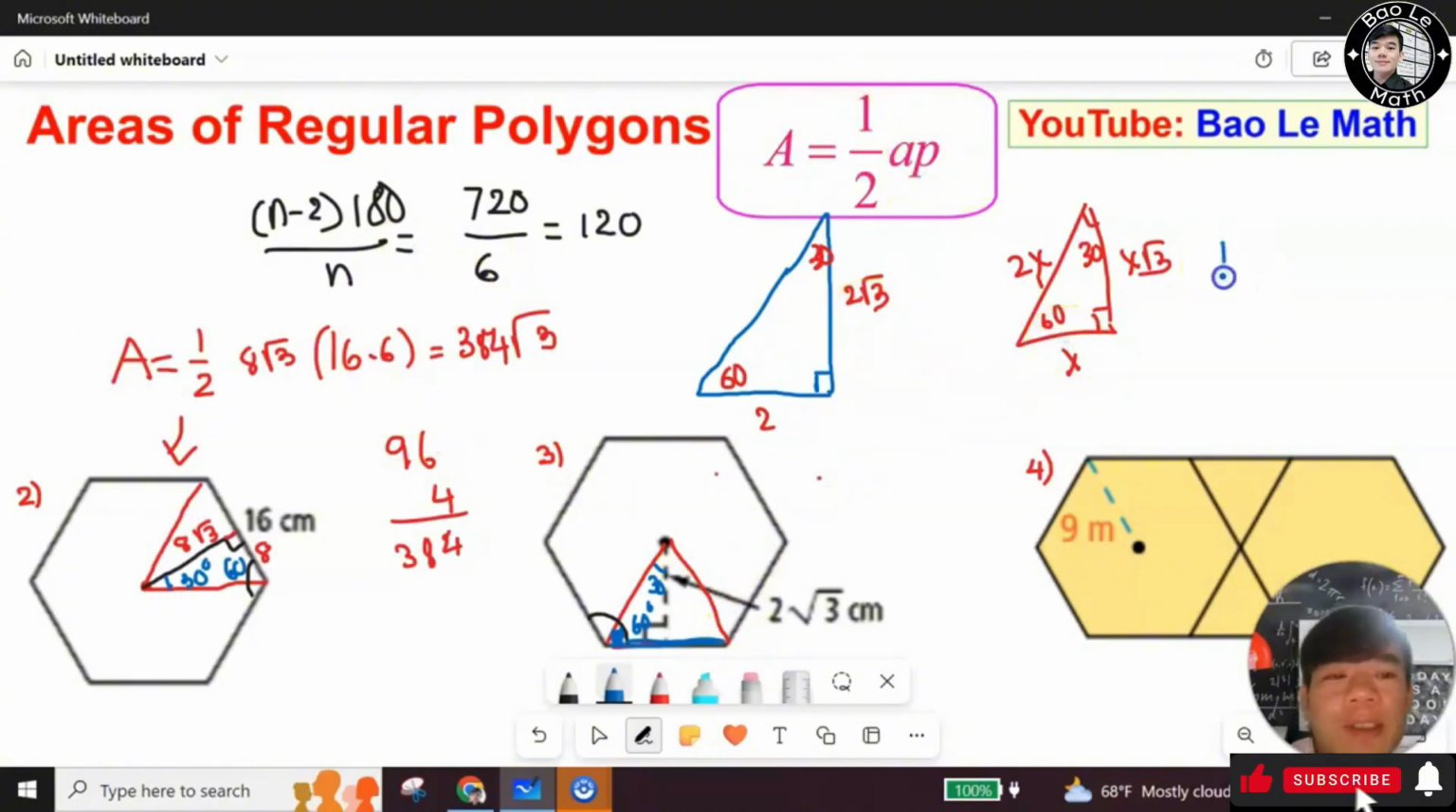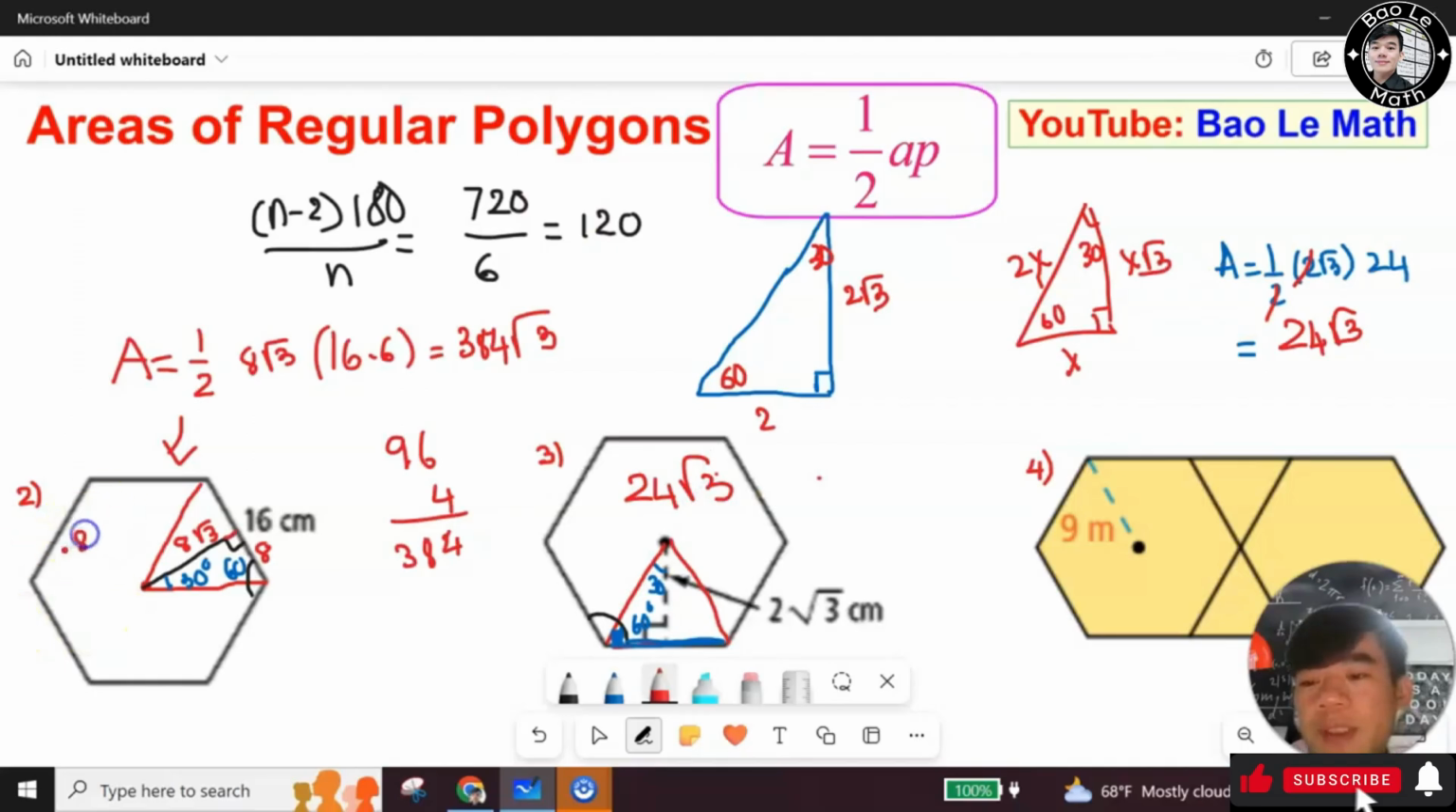So we have what? Area equals 1/2 apothem, and the apothem equals 2 root 3, times 2 root 3. The side length equals 4. 4 times 6 is 24. Now you simplify. 2 and 2 right here are gone. So the answer should be 24 root 3. The answer for this one is 24 root 3. The answer for the previous one should be 384 root 3.